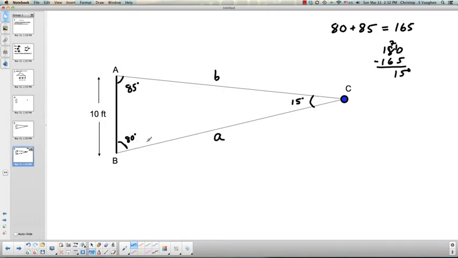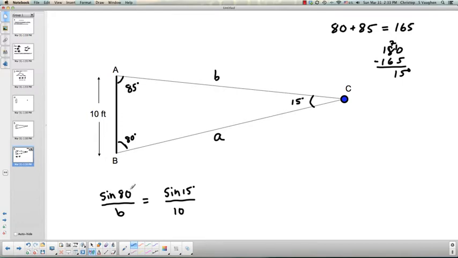And now that I know all three interior angles, and I know this length over here, it'll be possible, I can now calculate this length over here, this side, little b, or I could calculate this side over here, little a. Either one. Why don't we go for the side b? Let's find the distance from A to C. So we use law of sines like this. We'll say the sine of 80 over the side that I want would equal the sine of 15 over the side that I know.